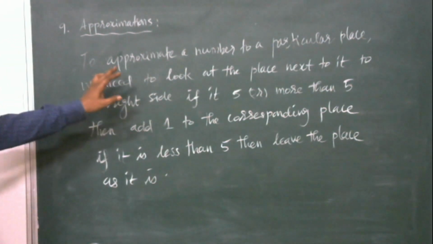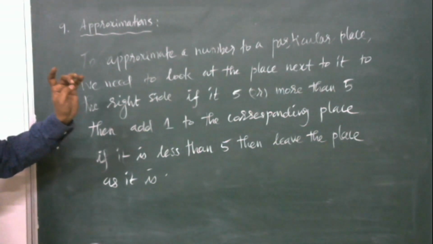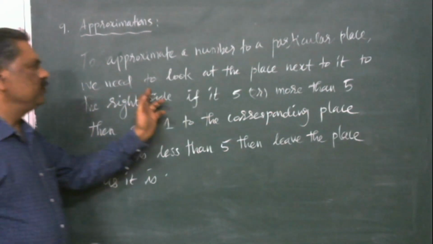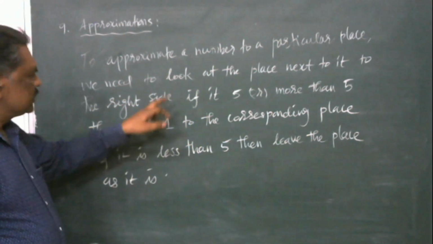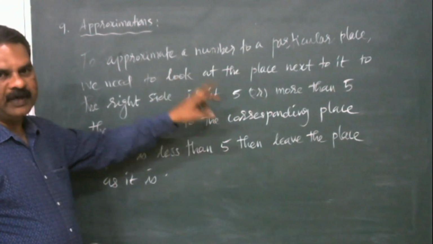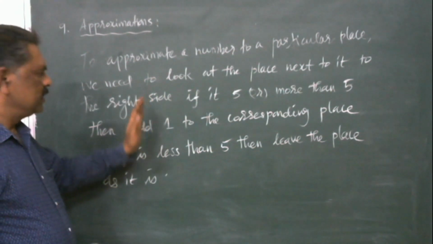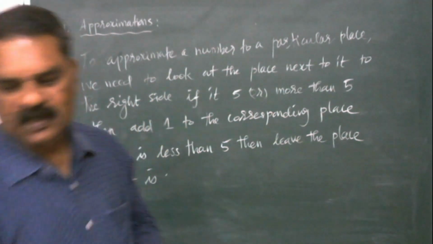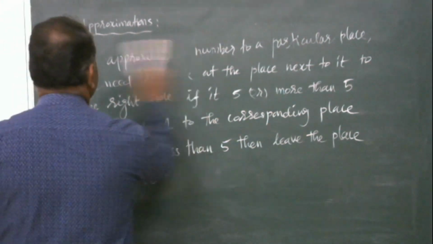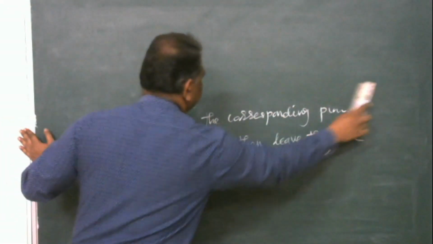So, to approximate a number at a particular place, maybe tens place, maybe hundreds place, maybe tenths place, maybe hundredths place, what we need to do? We need to look at the place next to it, to the right side. If it is 5 or more than 5, then we need to add 1 to the corresponding place. If it is less than 5, then leave the place as it is. Let me make this concept clear by taking an example.